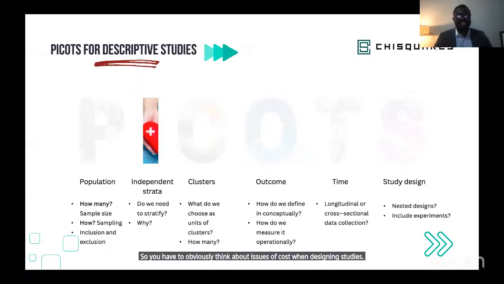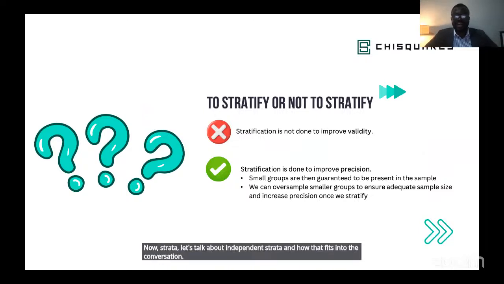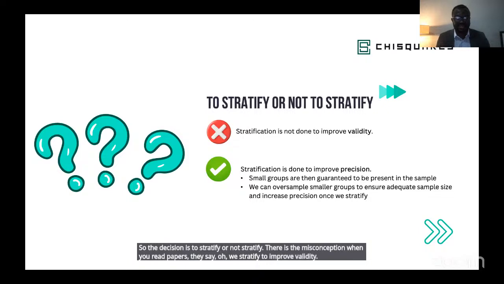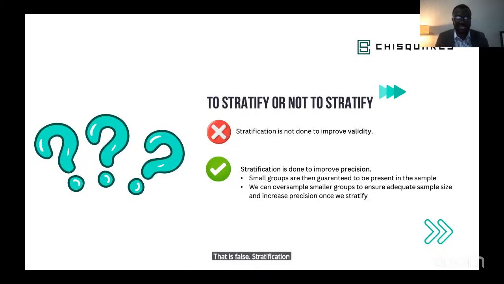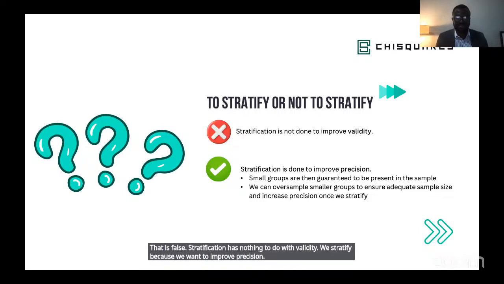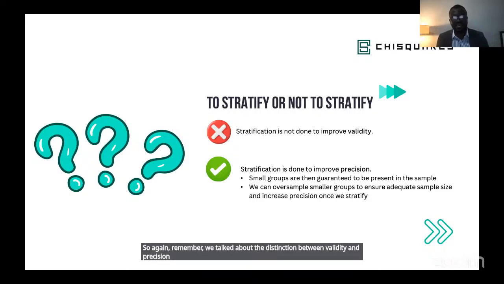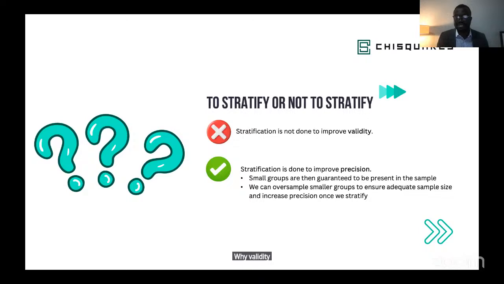Now, strata. Let's talk about independent strata and how that fits into the conversation. So the decision is to stratify or not to stratify. There is the misconception when you read papers, they say, oh, we stratify to improve validity. That is false. Stratification has nothing to do with validity. We stratify because we want to improve precision. So again, remember, we talked about the distinction between validity and precision, right? Precision is how wide or how narrow our confidence intervals are, while validity is how close our estimate is to the population parameter. The reason why we stratify, again, has nothing to do with validity.